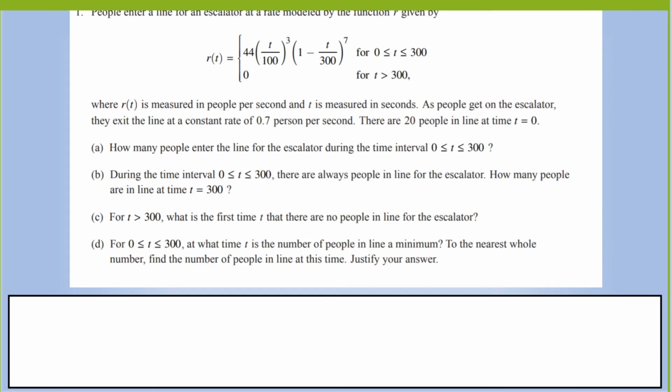Okay. Last one, part D. I want to know at what time the total number of people in line would be at a minimum, to the nearest whole number. Okay, Sarah, from our curve sketching part that we just finished, how do I know when people in line would be at a minimum? So how do I know when a function is at a minimum?